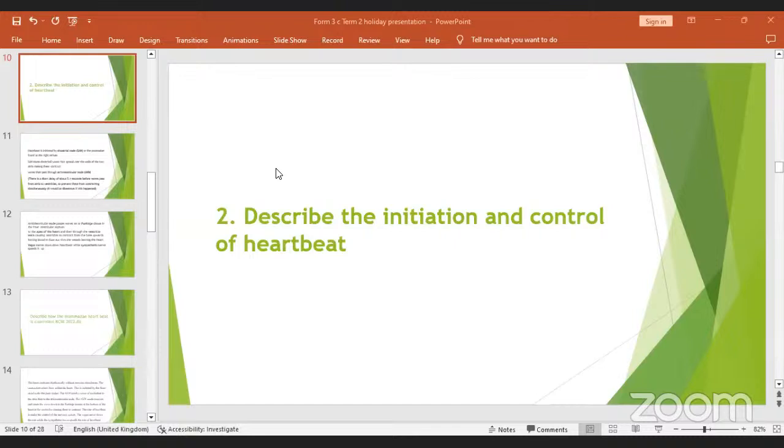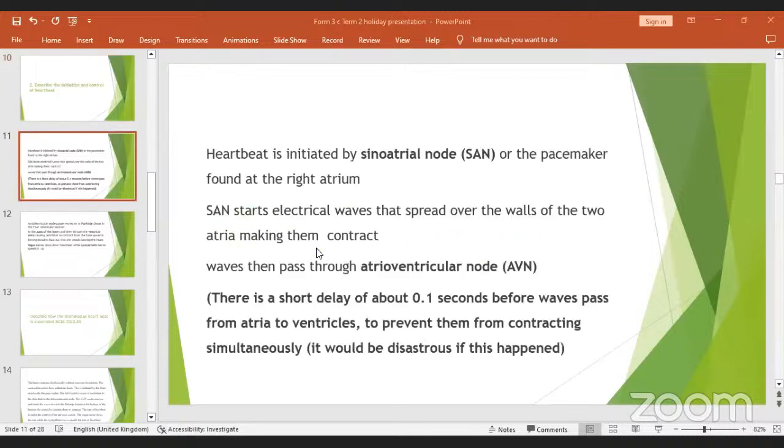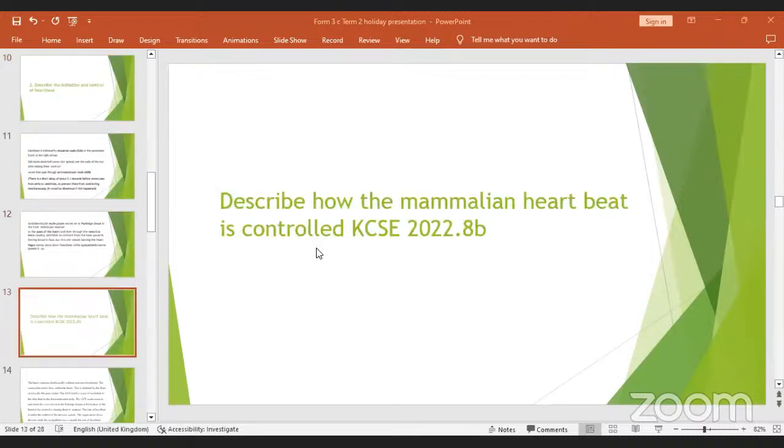This one was describe the initiation and control of the heart. Now that one was a bit direct. Last year they were asked to describe how the mammalian heartbeat is controlled. How the mammalian heartbeat is controlled. And that was 12 marks.